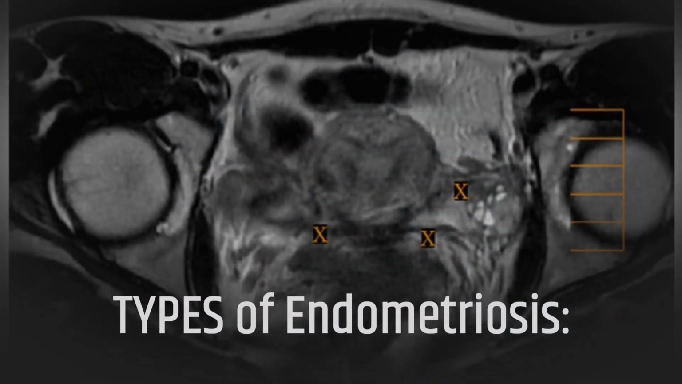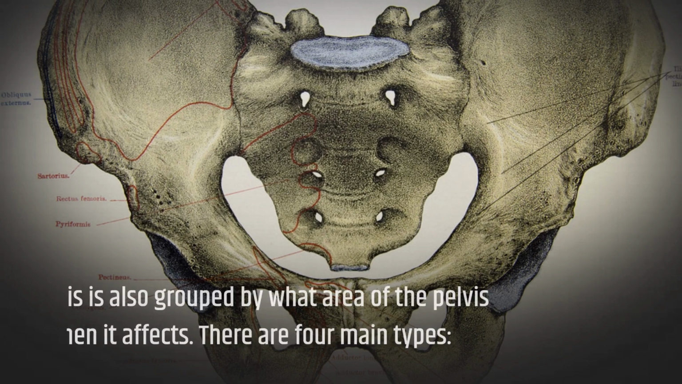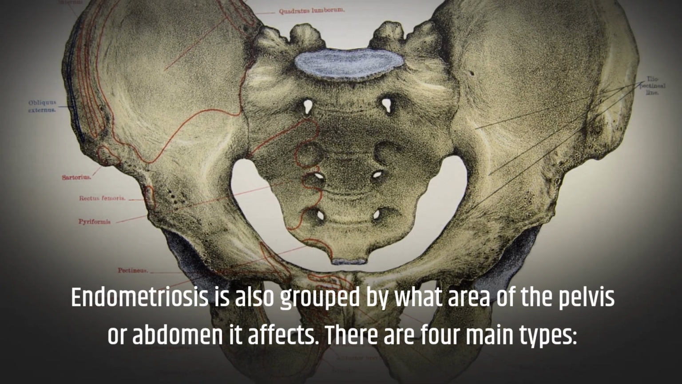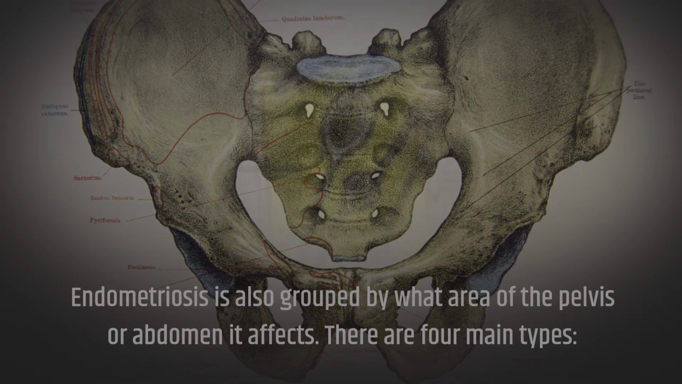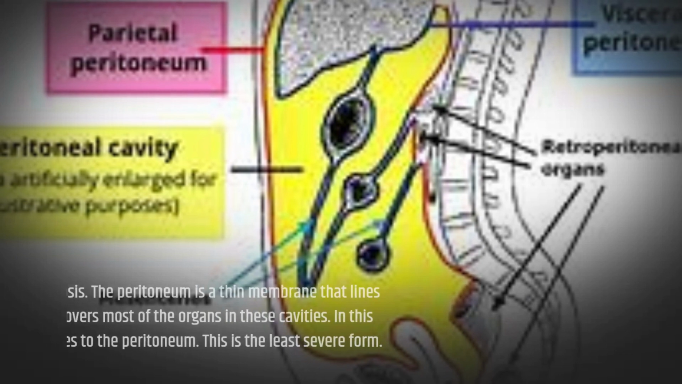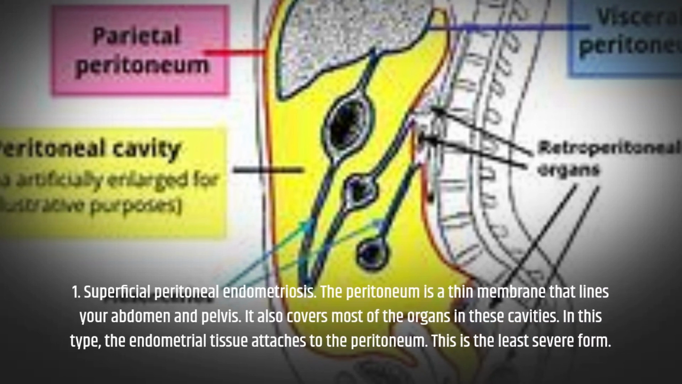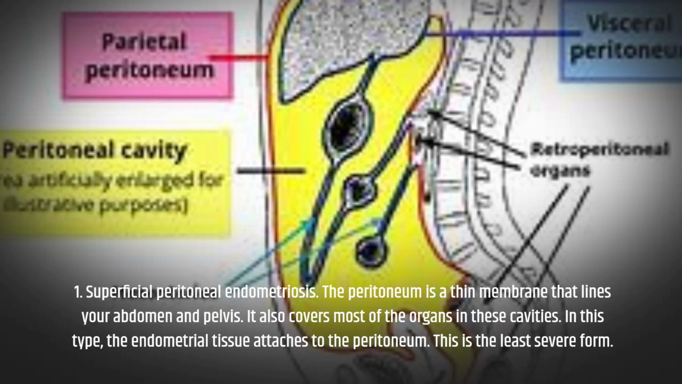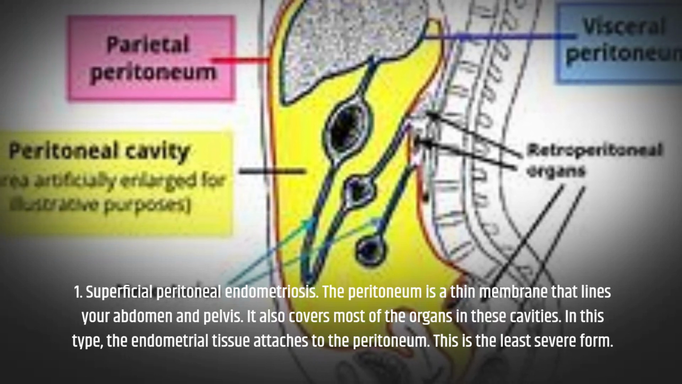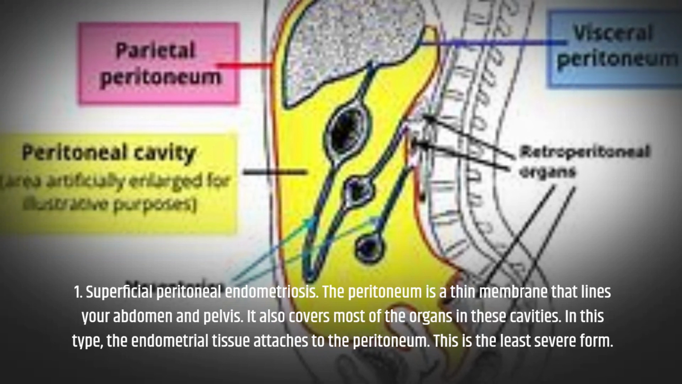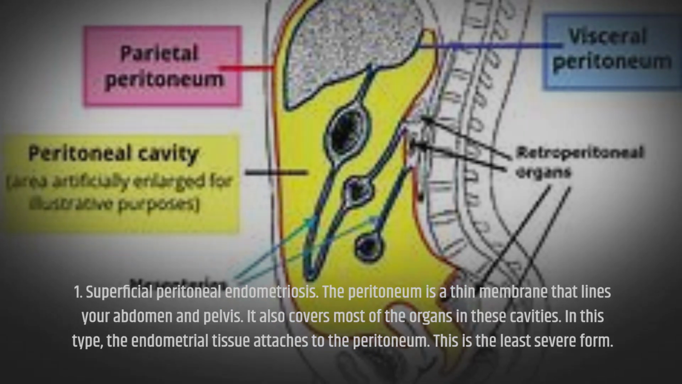Types of endometriosis. Endometriosis is also grouped by what area of the pelvis or abdomen it affects. There are 4 main types. 1. Superficial peritoneal endometriosis. The peritoneum is a thin membrane that lines your abdomen and pelvis. It also covers most of the organs in these cavities. In this type, the endometrial tissue attaches to the peritoneum. This is the least severe form.